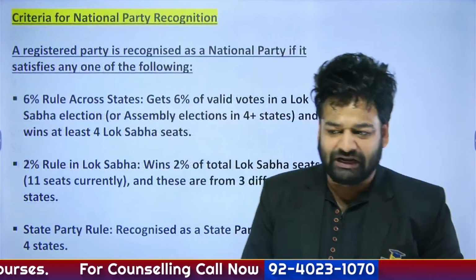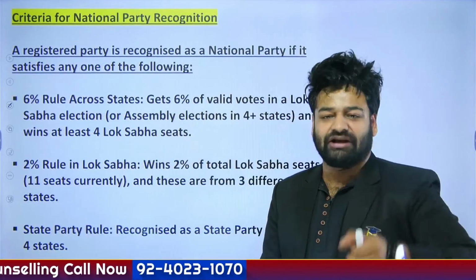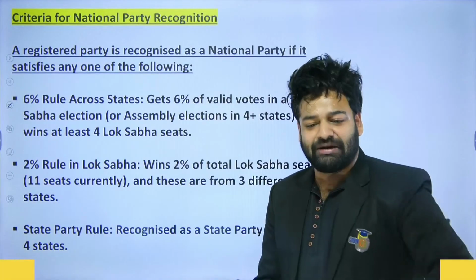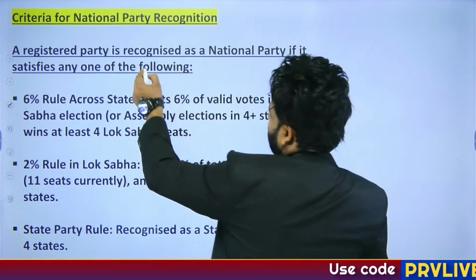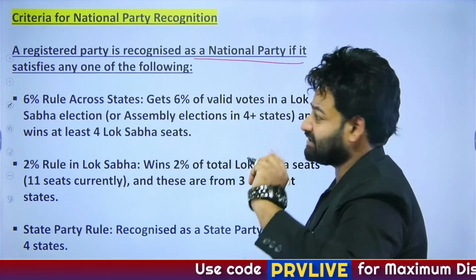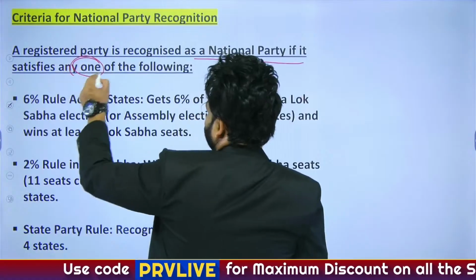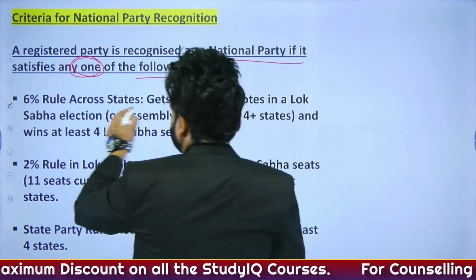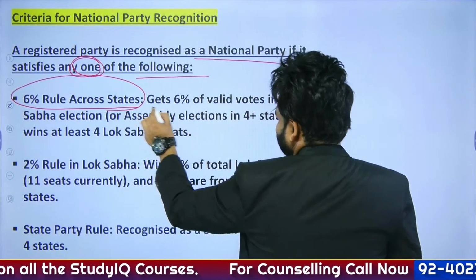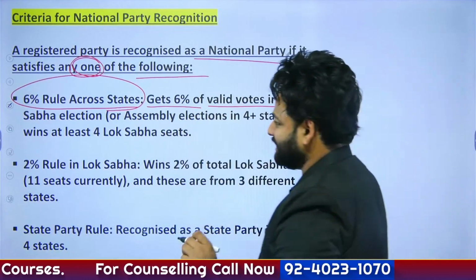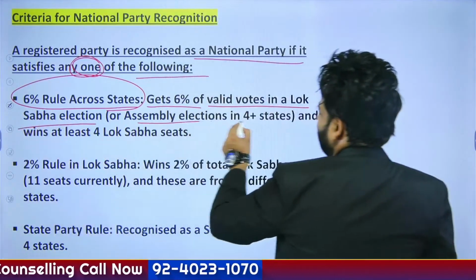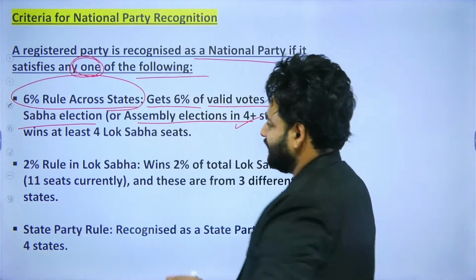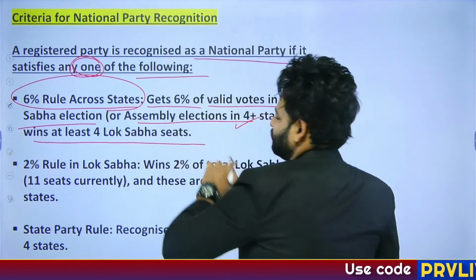So these are the two criteria through which any party could get recognized as a state level party. And now let's talk about national recognition. How will a party get the recognition of a national party? So here we go. A registered party is recognized as a national party if it satisfies any one of the following criteria. First, the 6% rule across states: get 6% of valid votes in Lok Sabha elections or assembly elections in 4 or more states, and win at least 4 Lok Sabha seats.